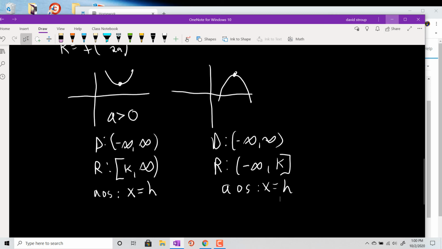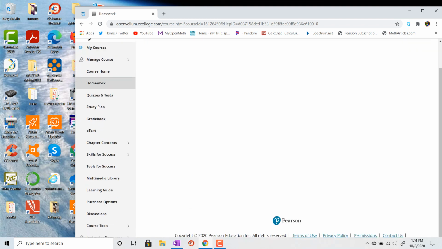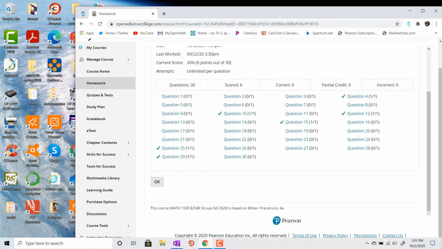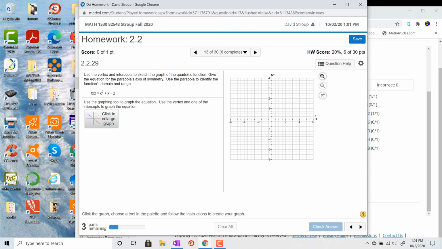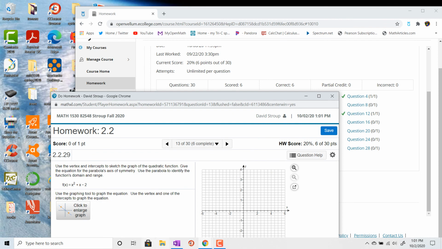But anyways, let's take a look at maybe 1 or 2 from the WebAssign problems. So homework, and we're looking at 2.2, and let's look at 13. Is that in our range? Yeah, it is. Okay, so use the vertex and intercepts to sketch a graph of the quadratic, give the equation for the parabola's axis of symmetry. Make sure you're reading the directions, okay? That'll help you avoid any mistakes. Use the parabola to identify the function's domain and range. So basically just everything that we have been doing.